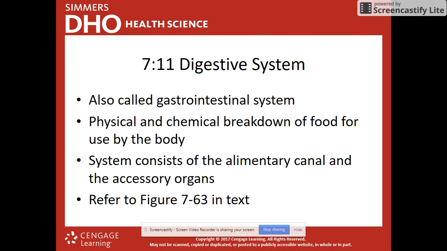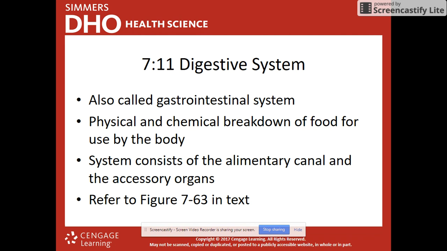Okay, so we're going to start talking about the digestive system. We're going to be wrapping up anatomy and physiology pretty quickly. We just got a couple more systems to go through. So the digestive system is also called the gastrointestinal system, known by two different names, obviously meaning the same thing.